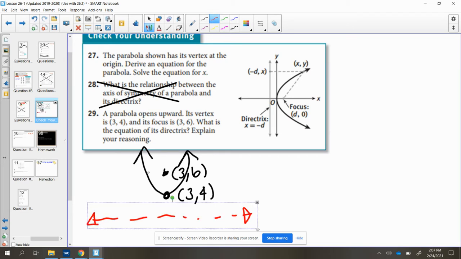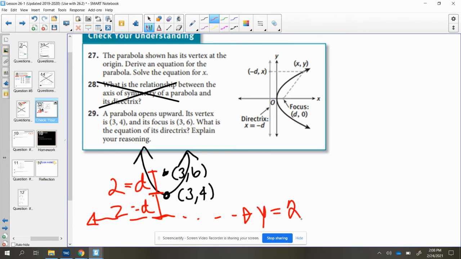Well, we talked about earlier that there's this same distance between the vertex and the focus and the vertex and the directrix. And in this case, it's going to be 2 since we went from 3, 4 to 3, 6. That means it would also have to be a 2-unit difference to be down here. So what's happening is it's actually going through the y value of 2, y equals 2 would be the equation of that line there. Okay, so we kind of start working with those.